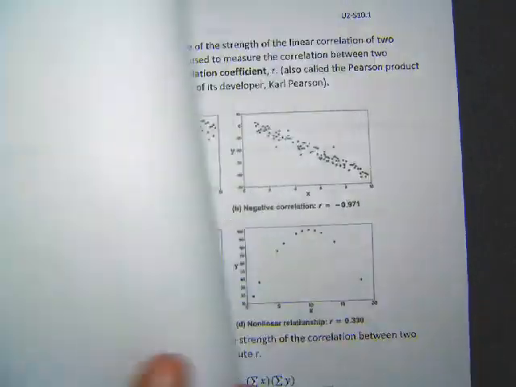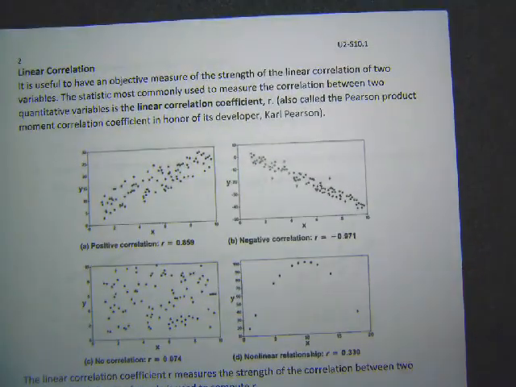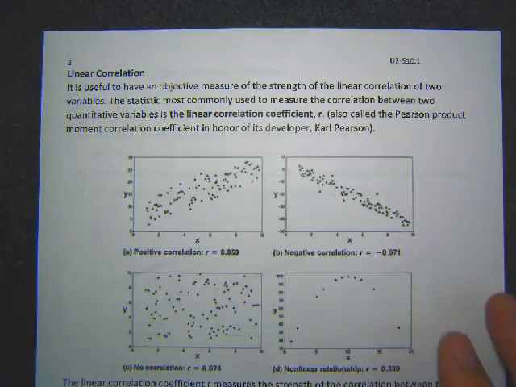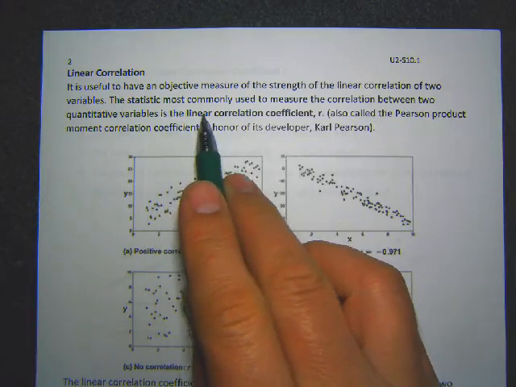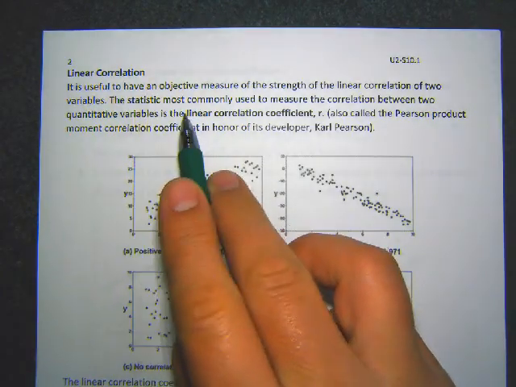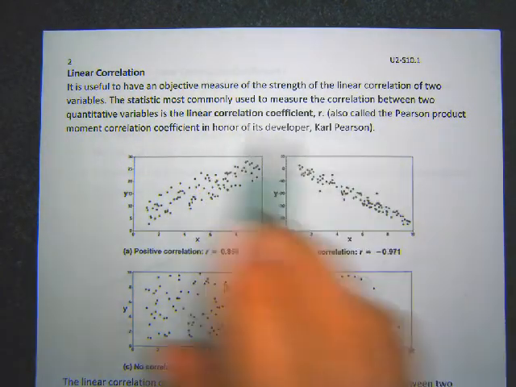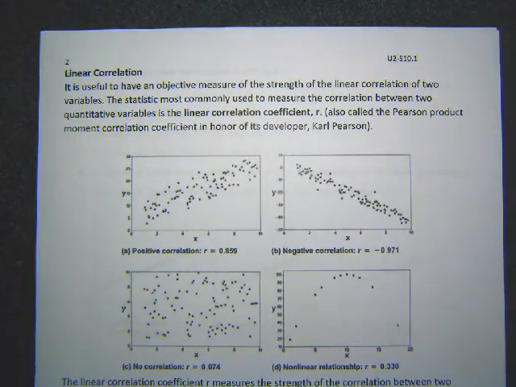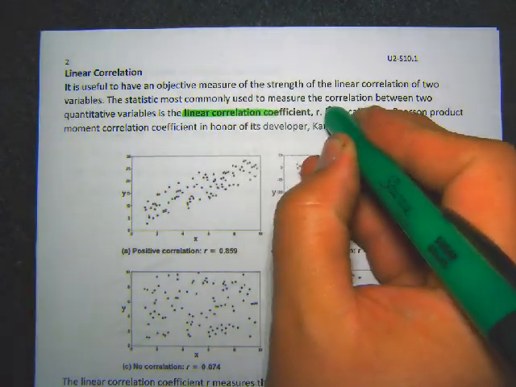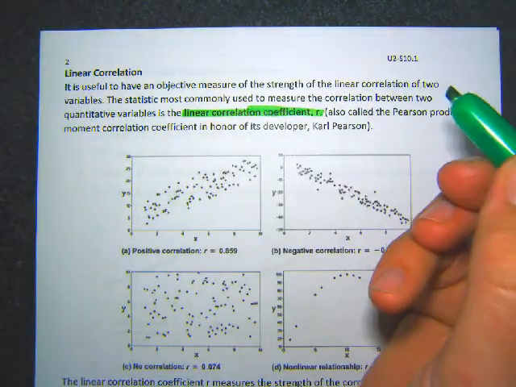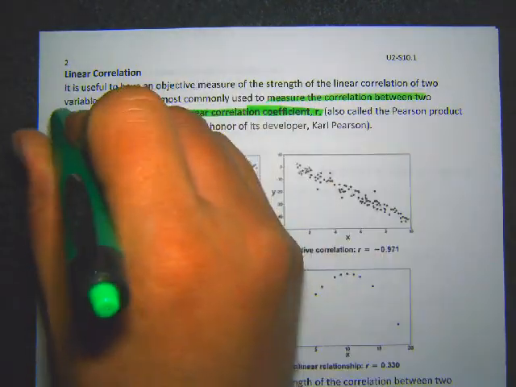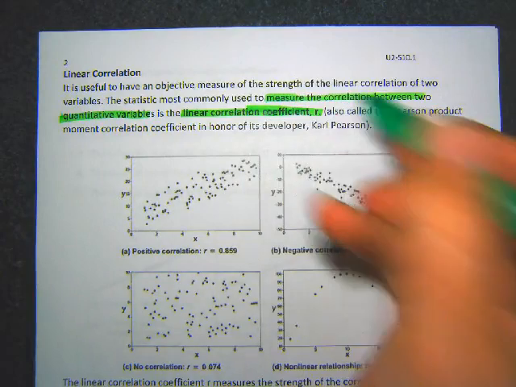Okay, now if you're going to make a line of best fit, it's useful to be able to measure how good that line fits, how strong that correlation is. So the statistic we use most commonly to measure that correlation is the linear correlation coefficient R. So that's the typical value we use. How good is the correlation? How strong is the connection? So it measures the correlation between the two variables. And that's going to be that correlation coefficient R.